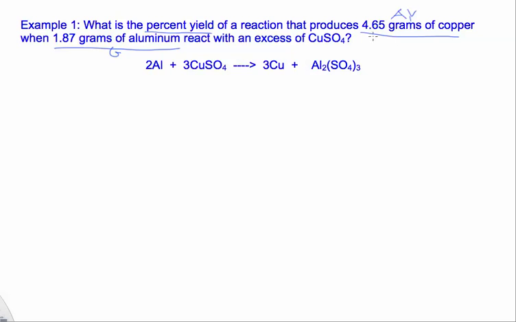We're always going to go from grams of the given, grams of aluminum, to grams of the actual yield, because we want to compare what we really made to what we should have made. So if we want to compare the numbers, they both have to be grams of copper. So we're going to use 1 mole of aluminum equals the molar mass of aluminum. And if we look at a periodic table, it's 26.98.